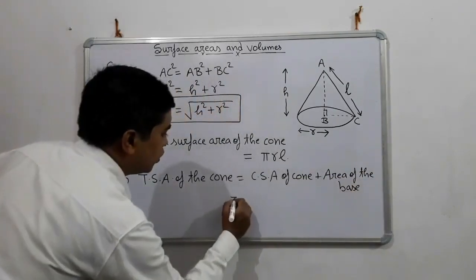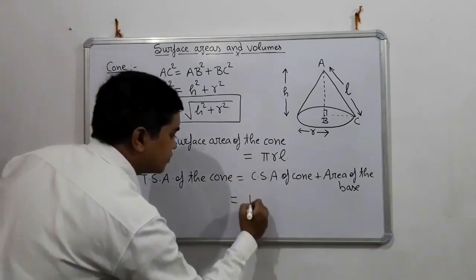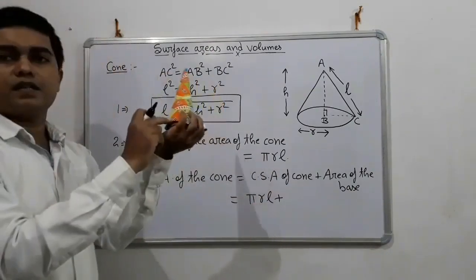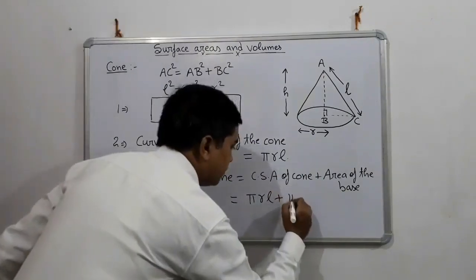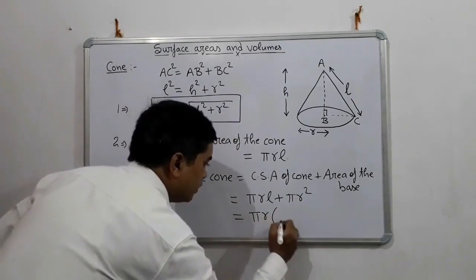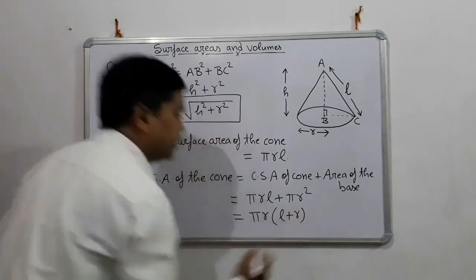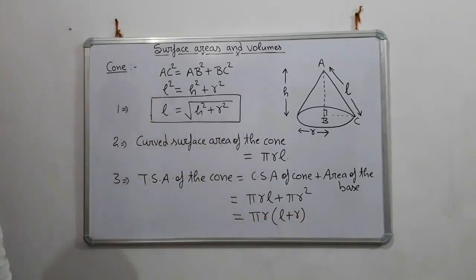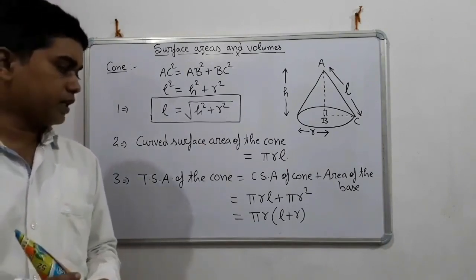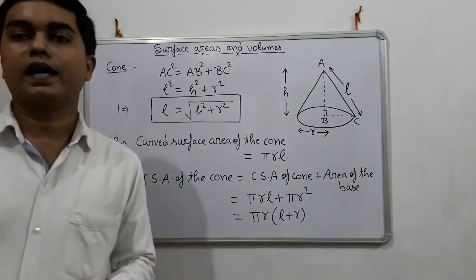TSA of cone. Now CSA of cone was pi r L, and area of the base means area of the circle, so it will be pi r square. Now take pi r common, so you will get L plus r in bracket. So this is the formula for finding total surface area of cone, that is pi r in bracket L plus r square units.